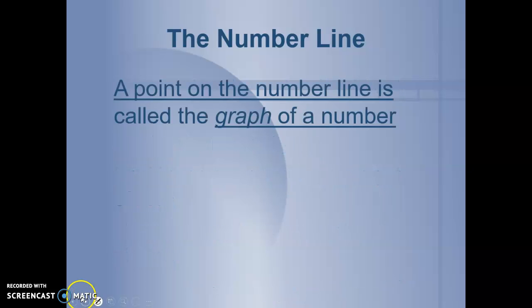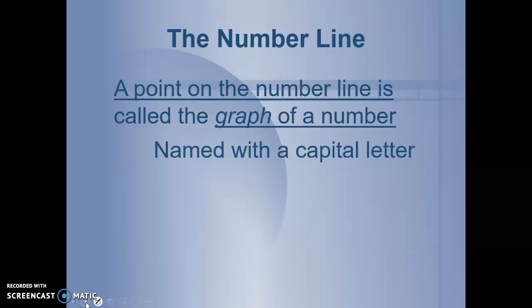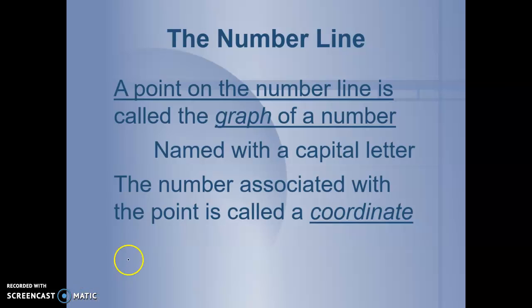A point on the number line is called the graph of a number. It is named with a capital letter. The number associated with the point is called a coordinate.